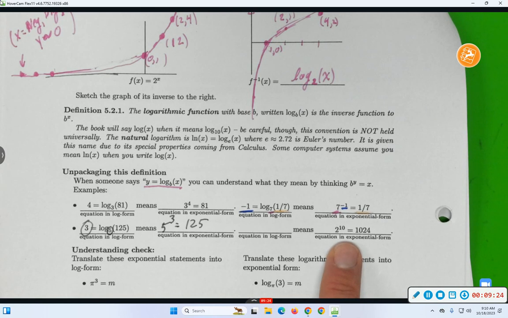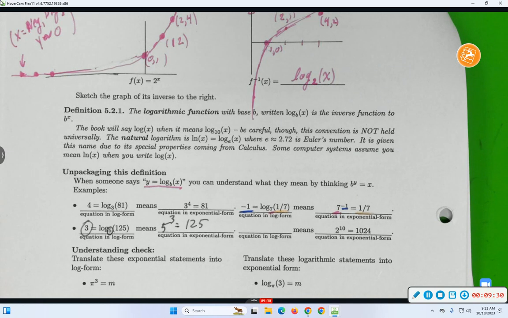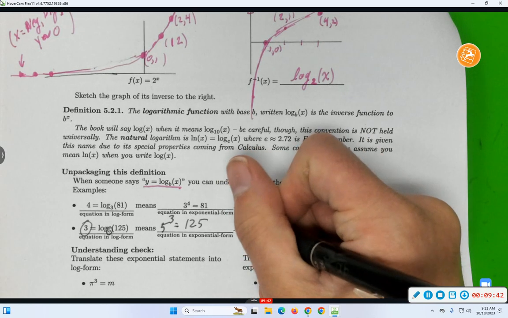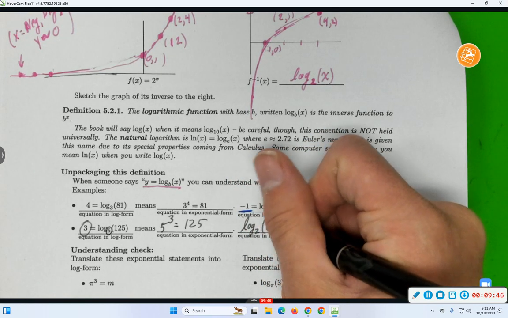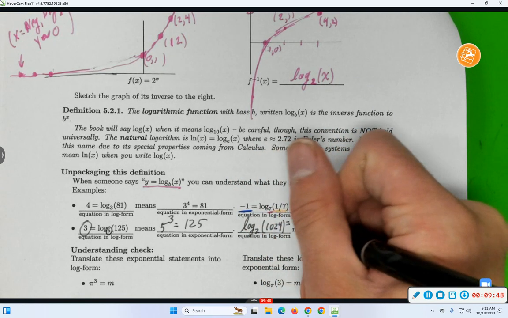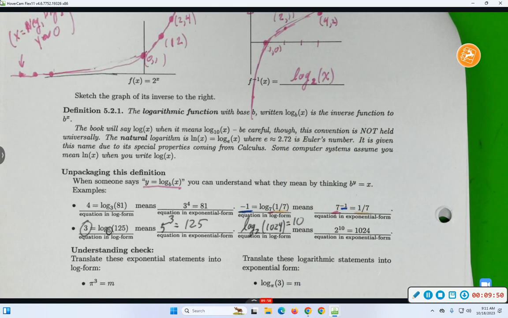And let's go the other way too. 2 to the power 10 equals 1024. What is that as a logarithmic equation? Yeah. Log with the base of 2 of 1024 equals 10. Log base 2 of 1024 is equal to 10. Cool. That feel pretty good?